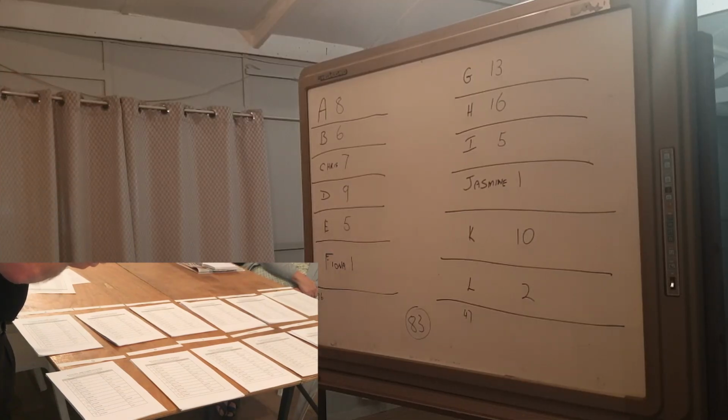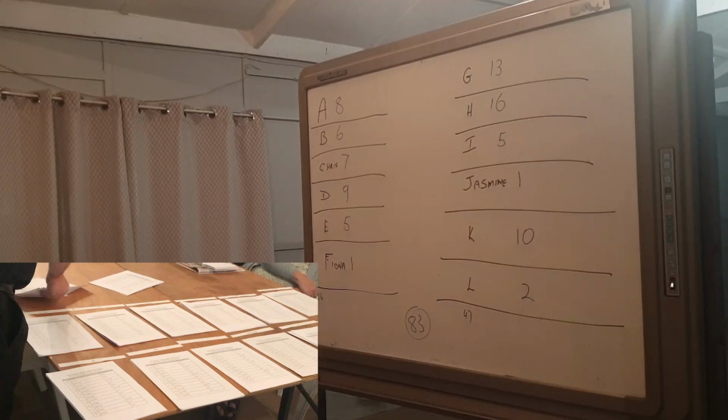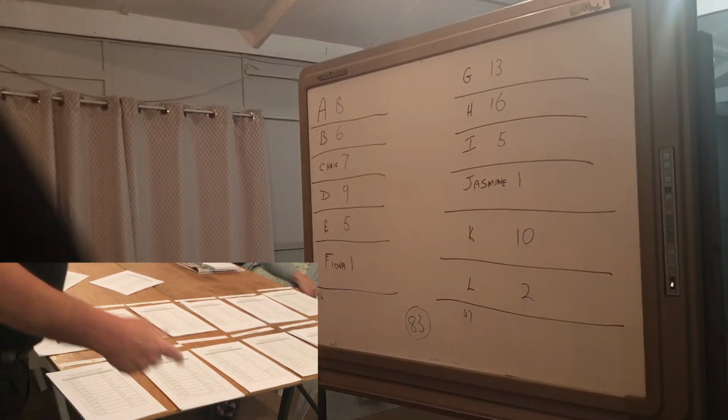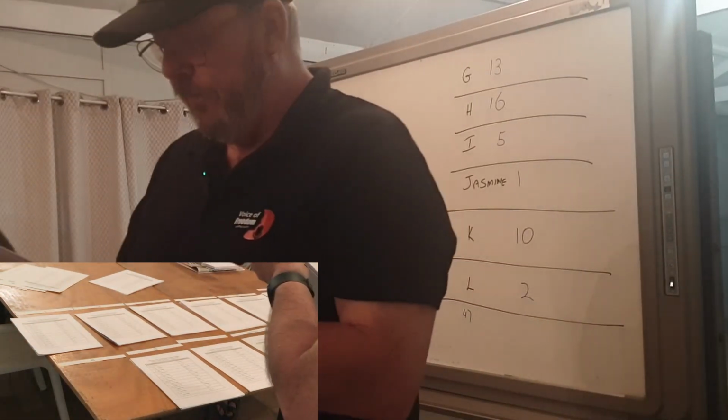Grab some and go through and scrutinise. Nothing in that. And nothing there. So one of these has got a Jasmine in it. Great. Now I've got to go through and find them all.